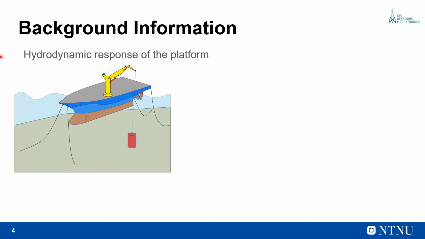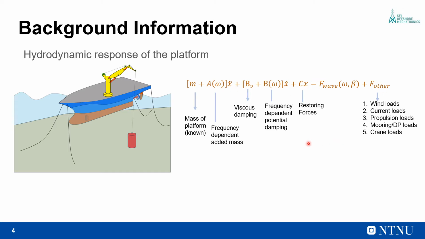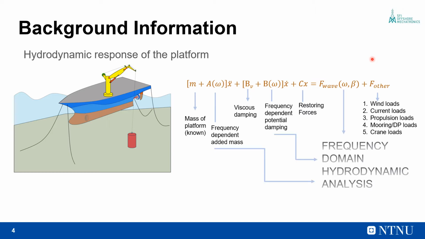One of the problems to be solved in the simulation is the hydrodynamic response of the platform. This is given by equations of the form that appears on the slide right now. We notice the presence of frequency dependent parameters like the added mass, potential damping, and the wave forces. These frequency dependent parameters are normally found out using a procedure called frequency domain hydrodynamic analysis. Let's look at the problem a bit more in detail.